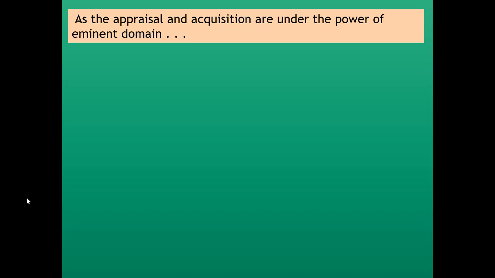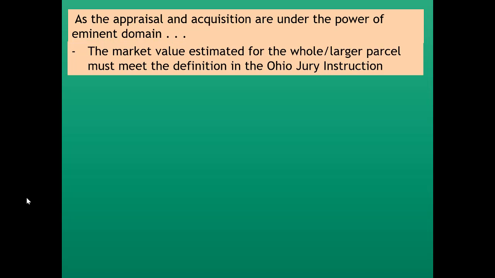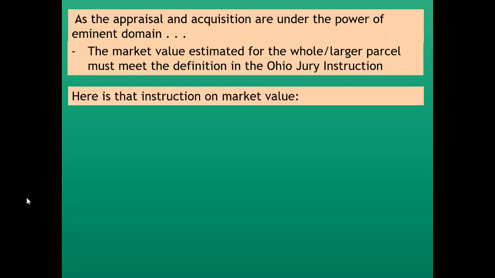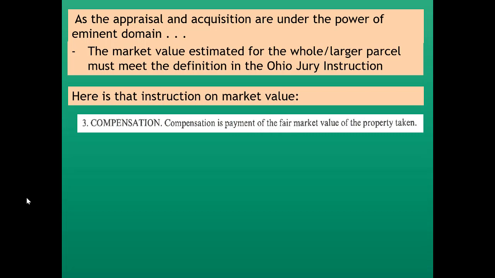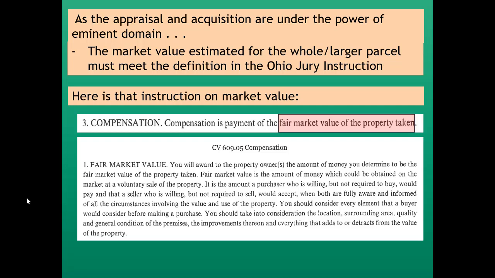As the appraisal and the acquisition are under the power of eminent domain, the market value estimated for the whole parcel has to meet the definition in Ohio jury instruction. And here's that instruction on market value. Compensation is the fair market value of the property taken. So what is the fair market value of the property taken? Well, here's that definition also from Ohio jury instruction.